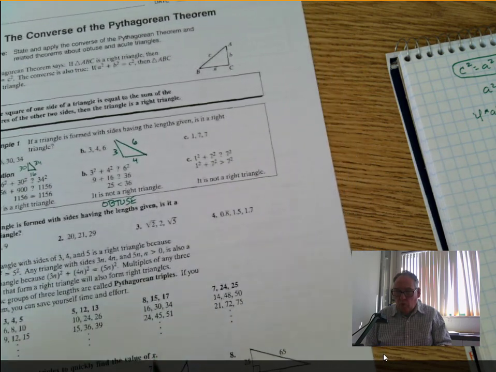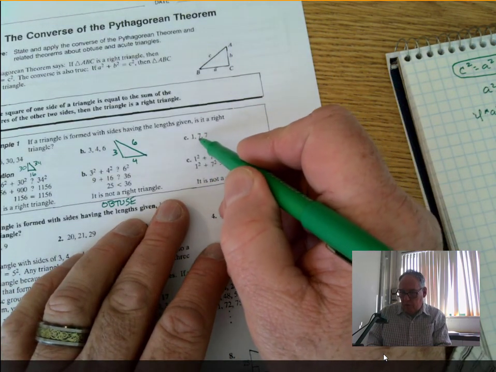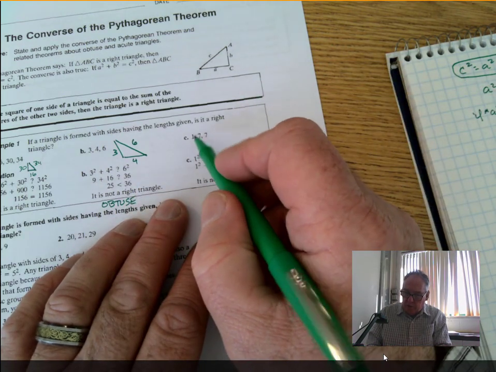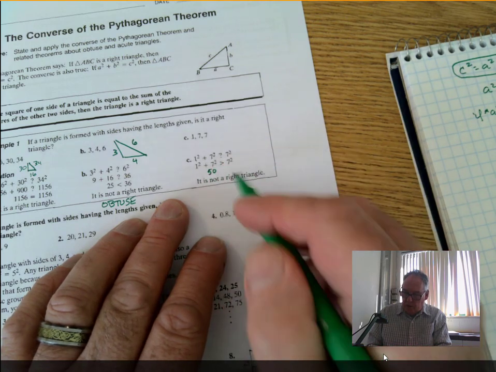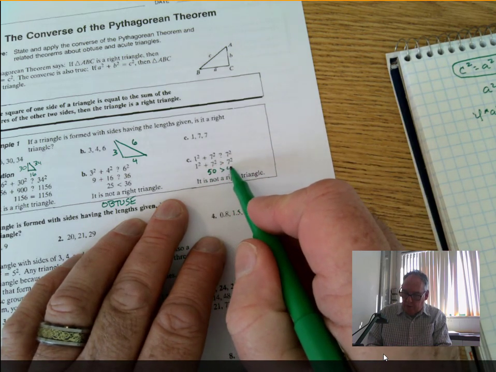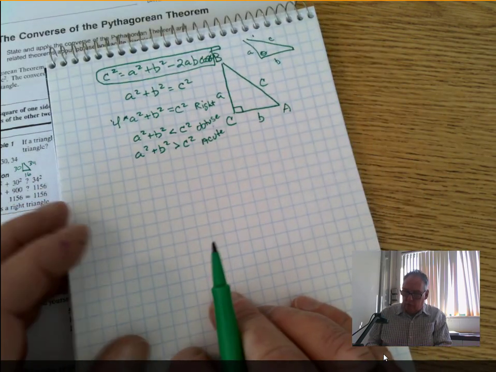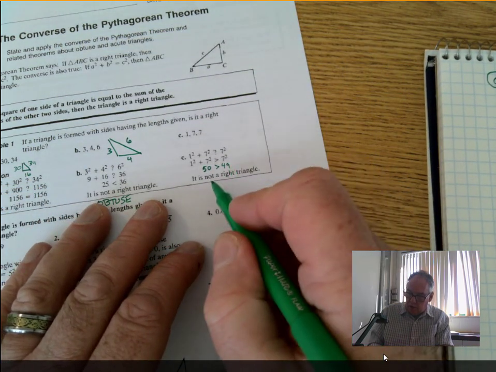Now 1, 7, and 7. Now this is going to be a problem here. You can't really have a triangle with two side lengths the same, but let's check it out. 1 squared plus 7 squared is 50, and you have 50 versus 49. a squared plus b squared is greater than c squared. If a squared plus b squared is greater than c squared, that would be an acute triangle.